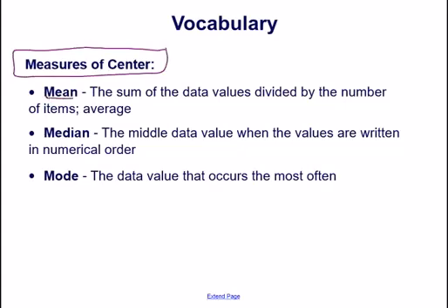The first is the mean, which is the sum of the data values divided by the number of items. We most commonly know this as the average. Then we have the median, which is the middle data value when all the values are written in numerical order from least to greatest. And then we have a measure called the mode, which is the data value that occurs the most often. You'll see that number the most. So let's take a look at these three measures of center individually, starting with the mean.